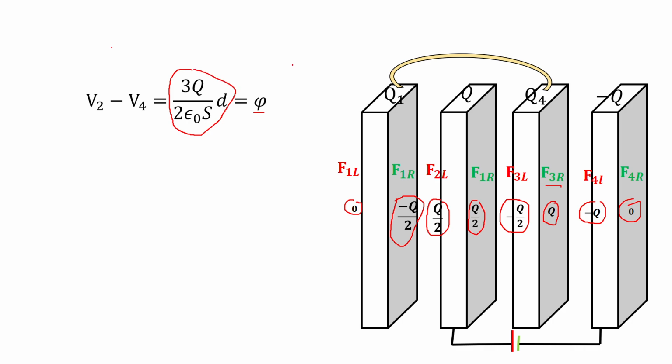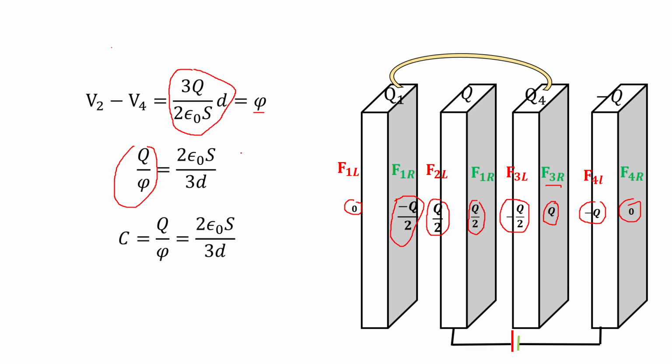So if we substitute, we will get Q by phi as 2 epsilon naught S by D, and this is the definition of capacitance. So C equals Q by phi, and that equals 2 epsilon naught S divided by 3D. This is the required capacitance which was asked in our question. Thank you.